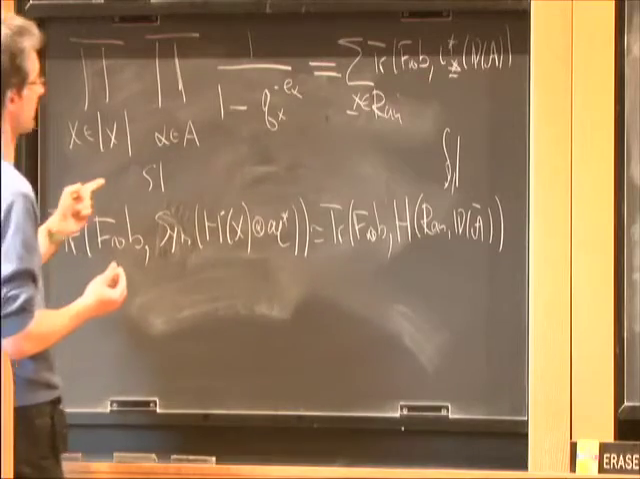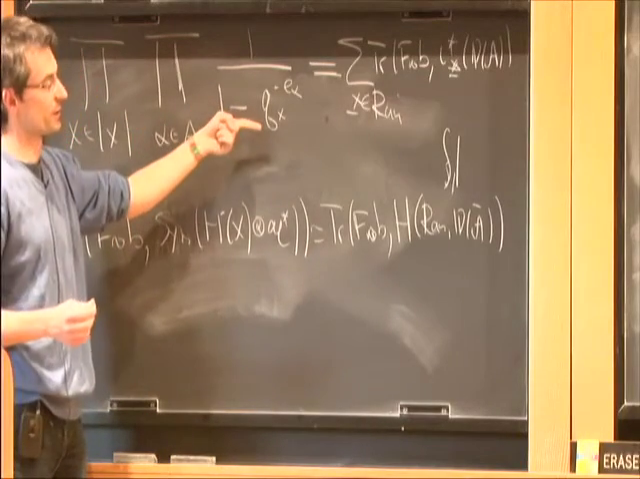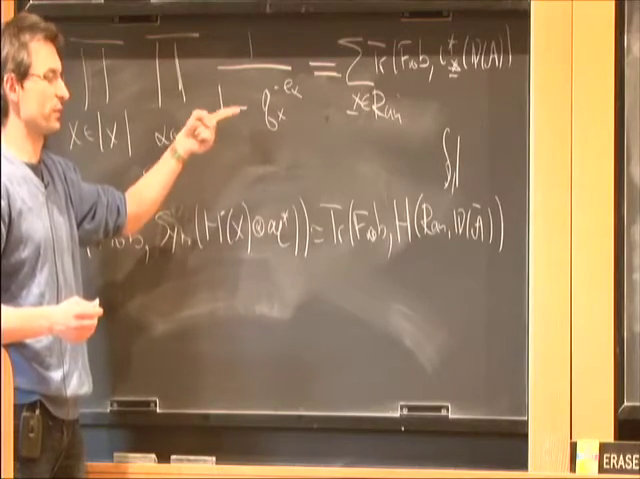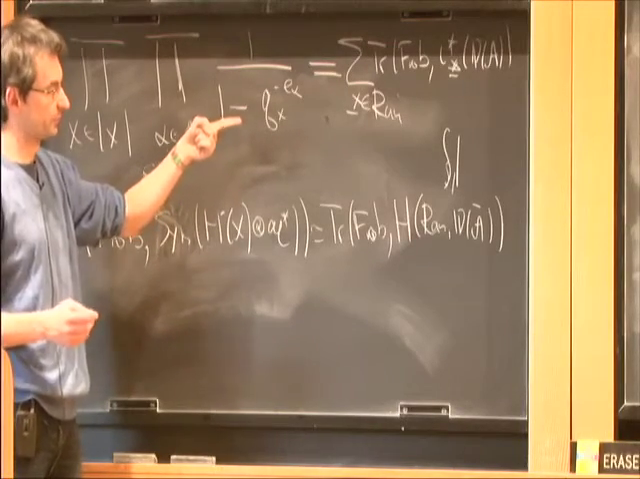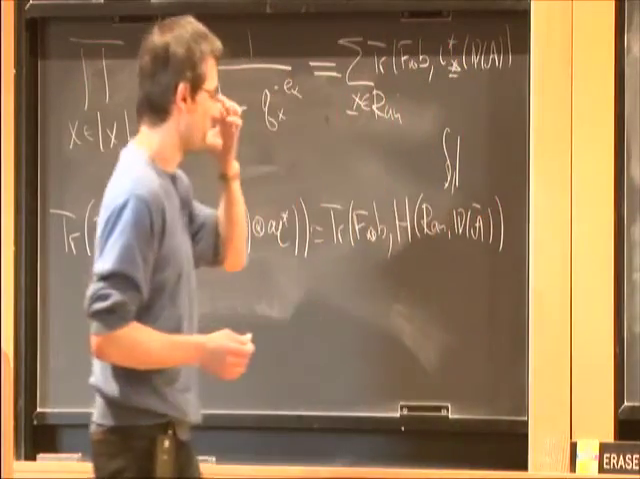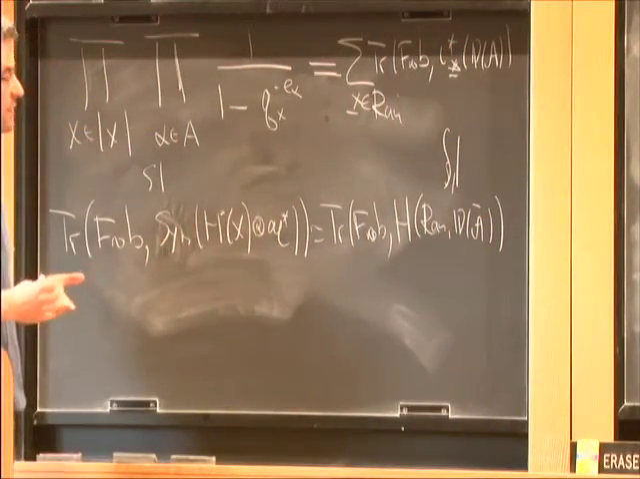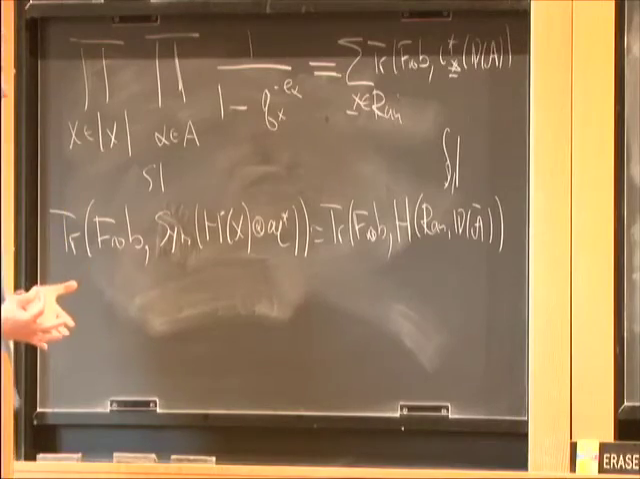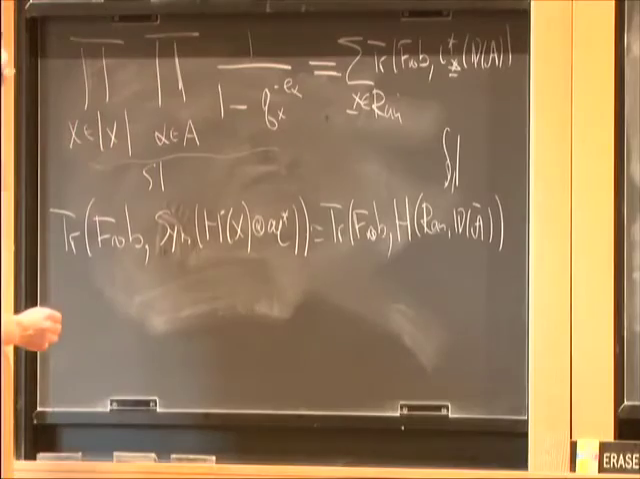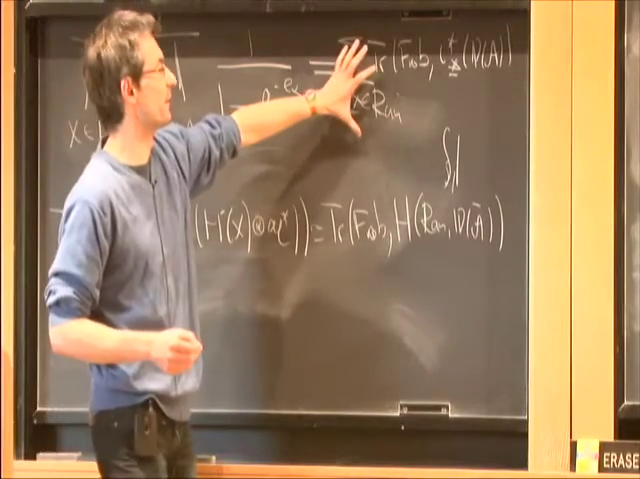But the upshot is that if you see an Euler product in the function field case, it is the trace of the Frobenius on the cohomology with compact support of some factorization algebra on the round space. So Euler products can be interpreted in this way.